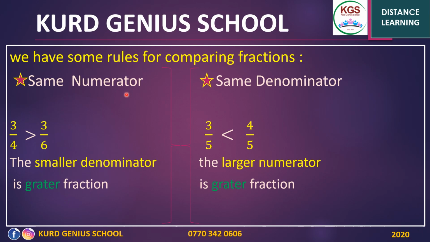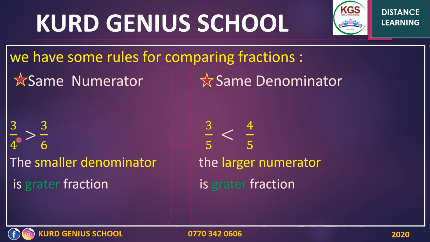Now, dears, it is time to learn how to compare fractions. For comparing fractions, we have some easy rules that help you compare fractions very easily, to find out which fraction is greater than the other one or which one is less than the other one. First of all, we have the rule of the same numerator. How? Look at these two fractions. We have the same numerator, right? The top is the same, 3, 3.